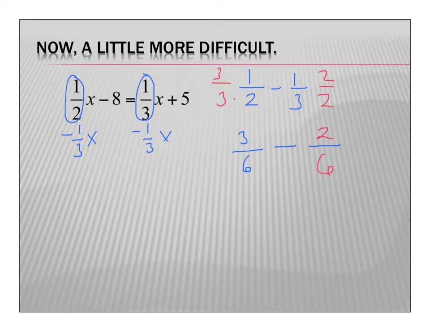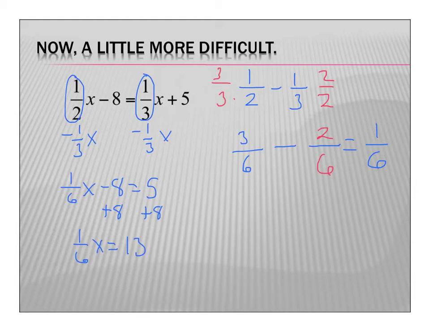Alrighty. So all I have to do now is just subtract my numerators. 3 minus 2 is 1 over, and we leave the 6 as just a 6 here. So I'm left with 1/6. So 1/6 x minus 8 equals 5. When you see fractions, keep calm. Don't worry. You will be okay. Next one. We're going to add the 8. We want to undo subtraction, so we're going to do addition. Add the 8. We get 1 over 6 x equals, and 5 plus 8 is 13.